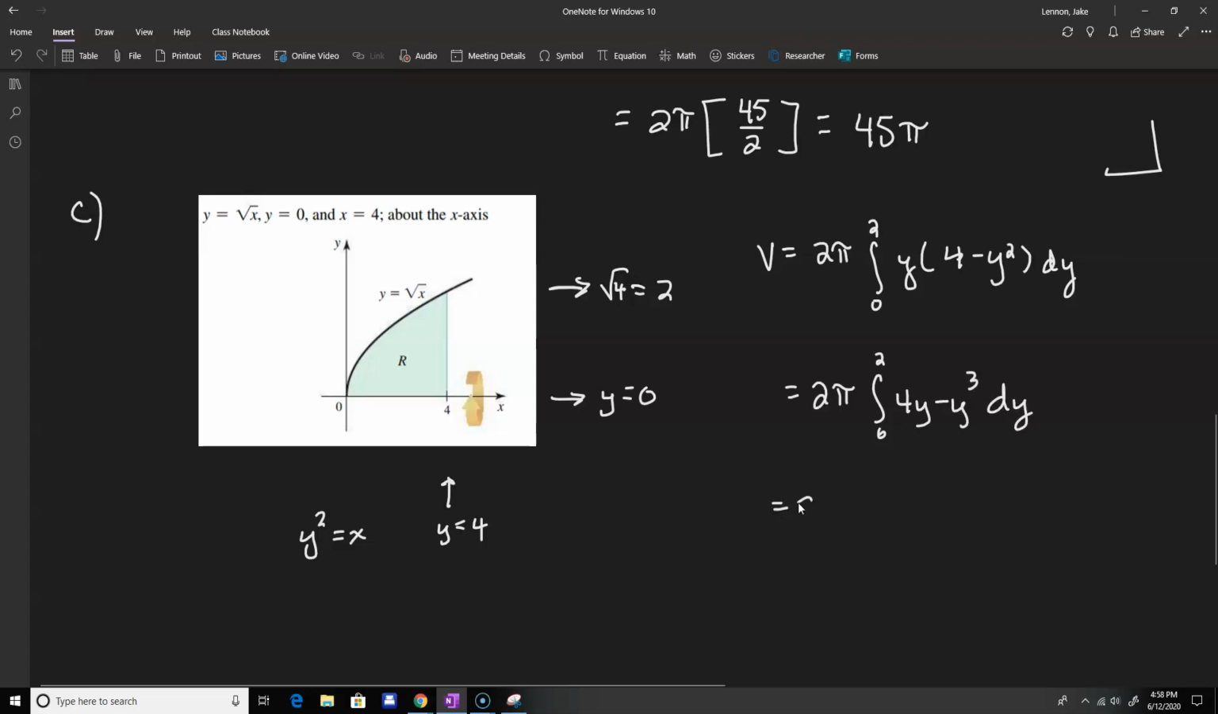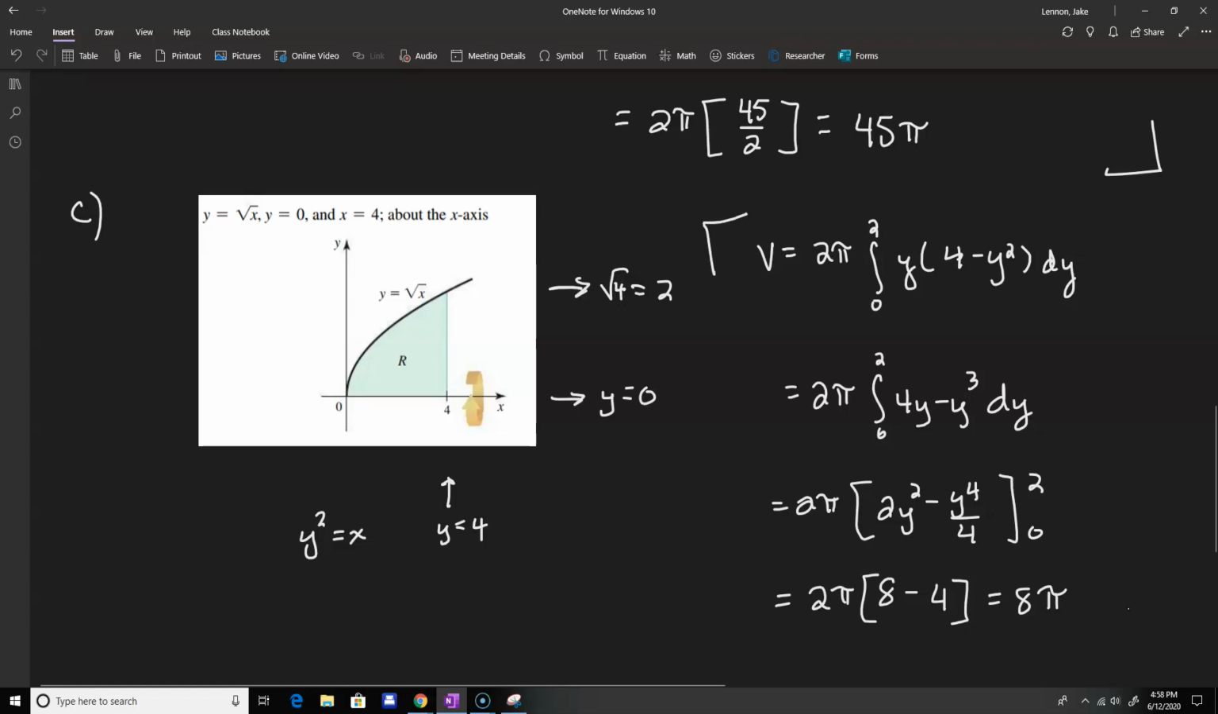So this is just 2 pi times 2y squared minus y to the 4th over 4 from 0 to 2. So we get 2 pi times what? We're going to get 8 minus 16 over 4, which is 4. So we end up getting 8 pi as our answer here. So again, really straightforward. You just have to solve for x in terms of y and change your limits to y's. But really the process is just as simple.